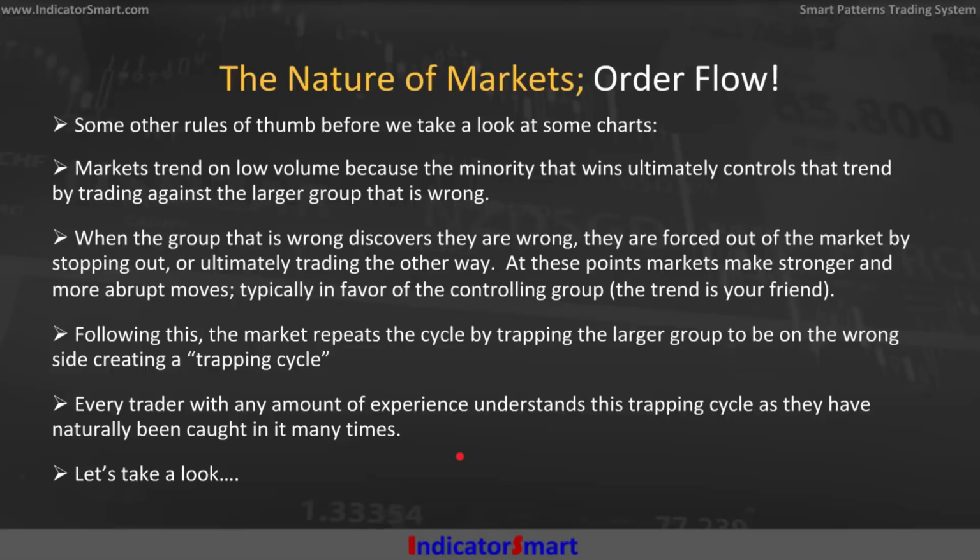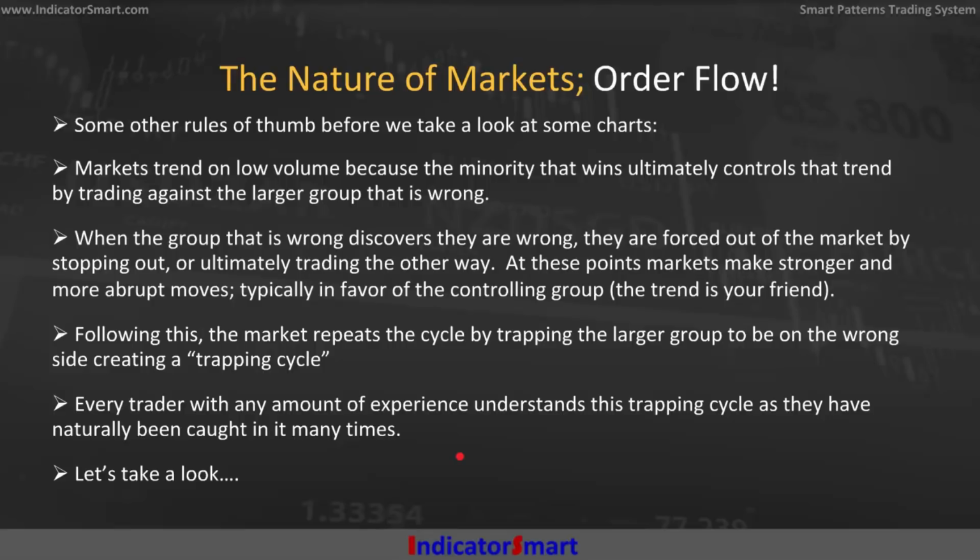Number 1, markets trend on low volume. A lot of people don't know that, but when a market starts trending, the volume on the bars drops. This is a form of order flow because the minority that wins ultimately controls the trend by trading against a larger group that's wrong. And so when the market's trending, it trends on low volume. When it's consolidating, it trades on high volume.